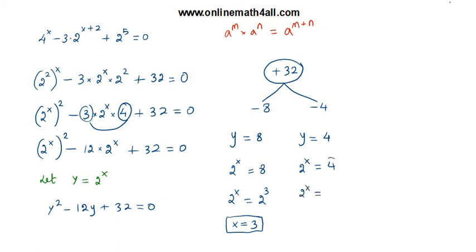So this is one of the values of x. And here 2 to the power of x is equal to 4, which can be written as a power of 2, that is 2 squared, because here also we are trying to solve for the variable that is in the power. So we have to get the same base on both sides. That is why I am writing this 4 as a power of 2. Now we have the same base on both sides, we can equate the powers. When you equate the powers, we get x is equal to 2. So we get two values: x is equal to 3 and x is equal to 2.